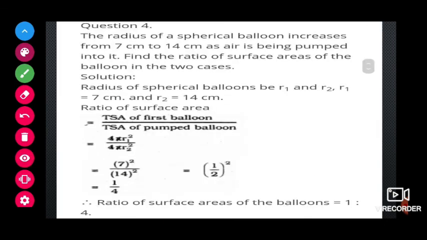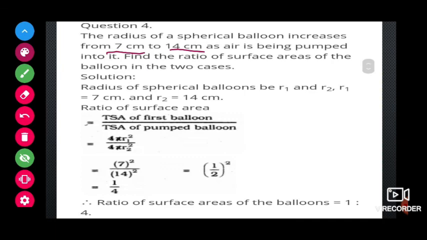Next, question number 4. The radius of a spherical balloon increases from 7 centimeters to 14 centimeters as air is being pumped into it. Find the ratio of the surface areas of the balloons in the two cases. First, children, they are asking the ratio between the two balloons. So the first balloon will be 7 centimeter and the next balloon will be 14 centimeter. Both the balloons are spherical, so it will be like a sphere.